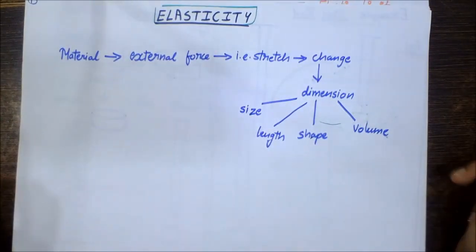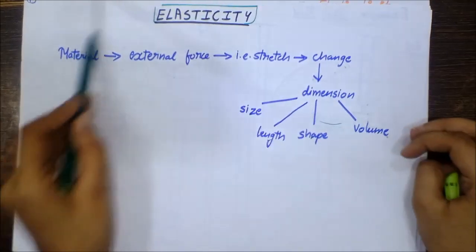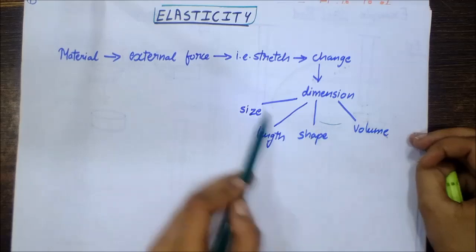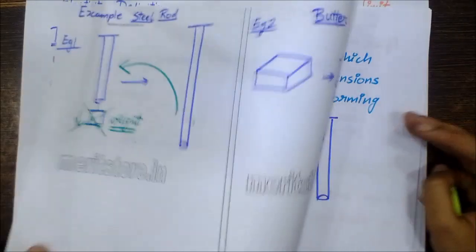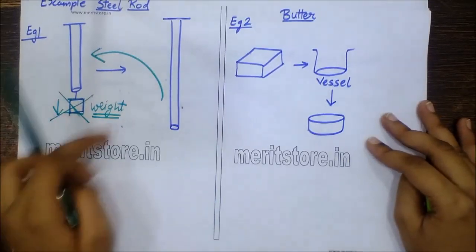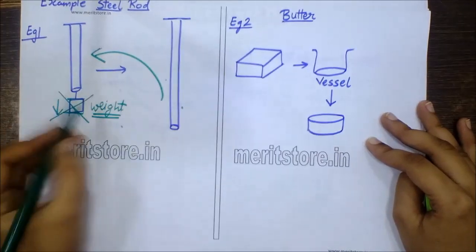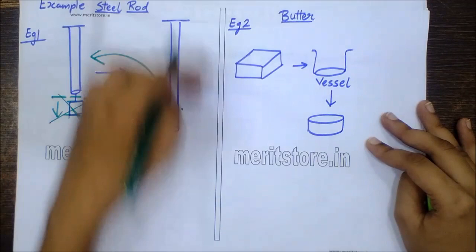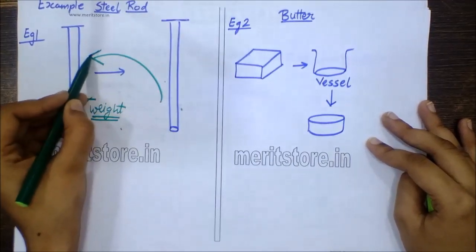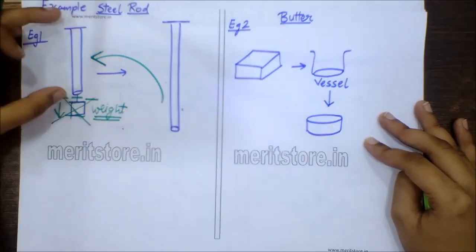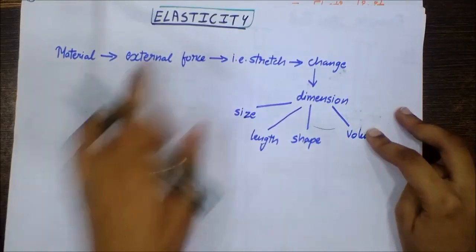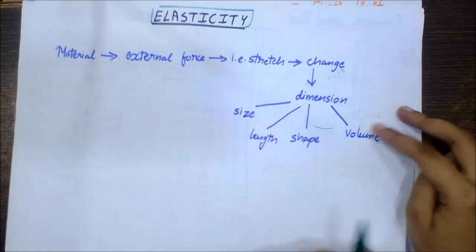The first thing we learned was that for any substance, any material, if we apply any external force, the material will stretch, the dimensions will change. That is normal, that is natural. But after I have removed the weight, or the force, completely, this material has to go back to its original shape and size, to its original dimensions. This is known as elasticity. This is known as the property of elasticity.